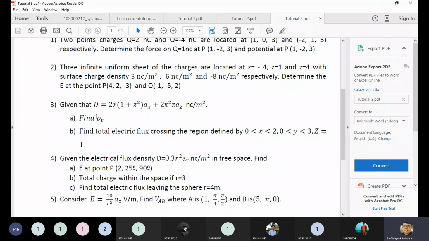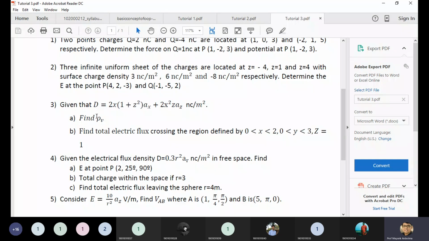So how can we find out the total electric flux? Psi is equal to the integral of D dot dS. You can see that right now the boundary is only X and Y. Z is constant, so that's why the boundary which is given is in an XY plane.